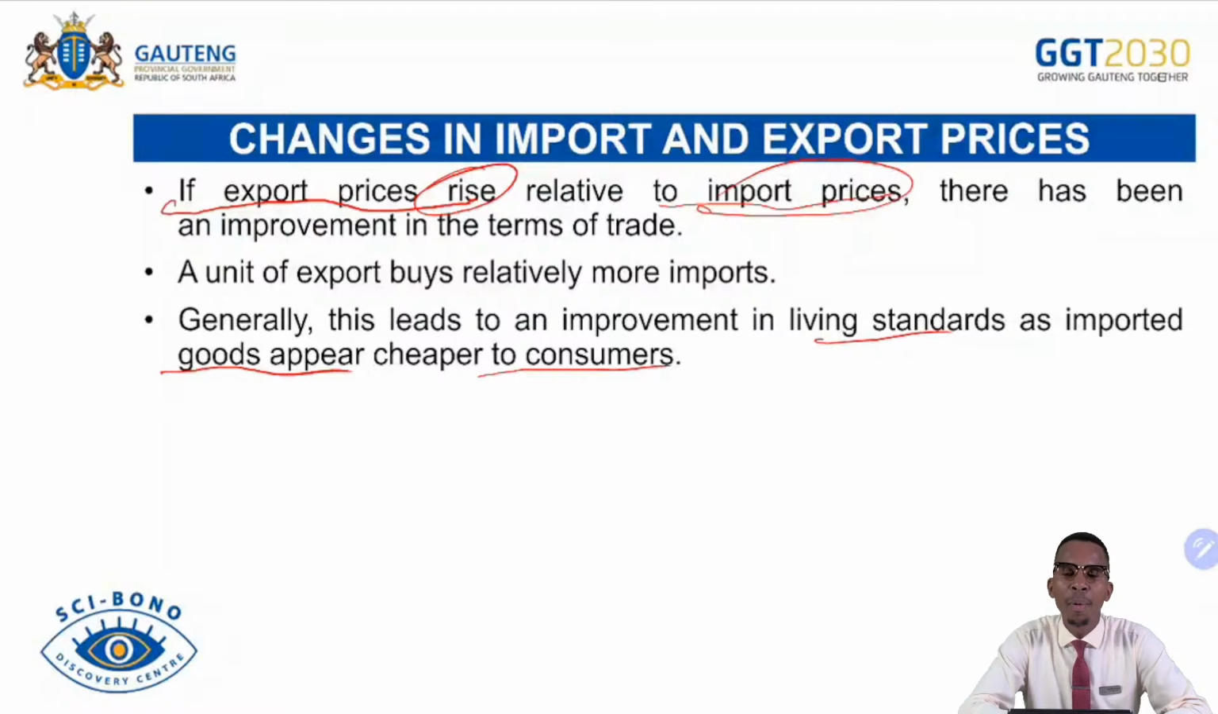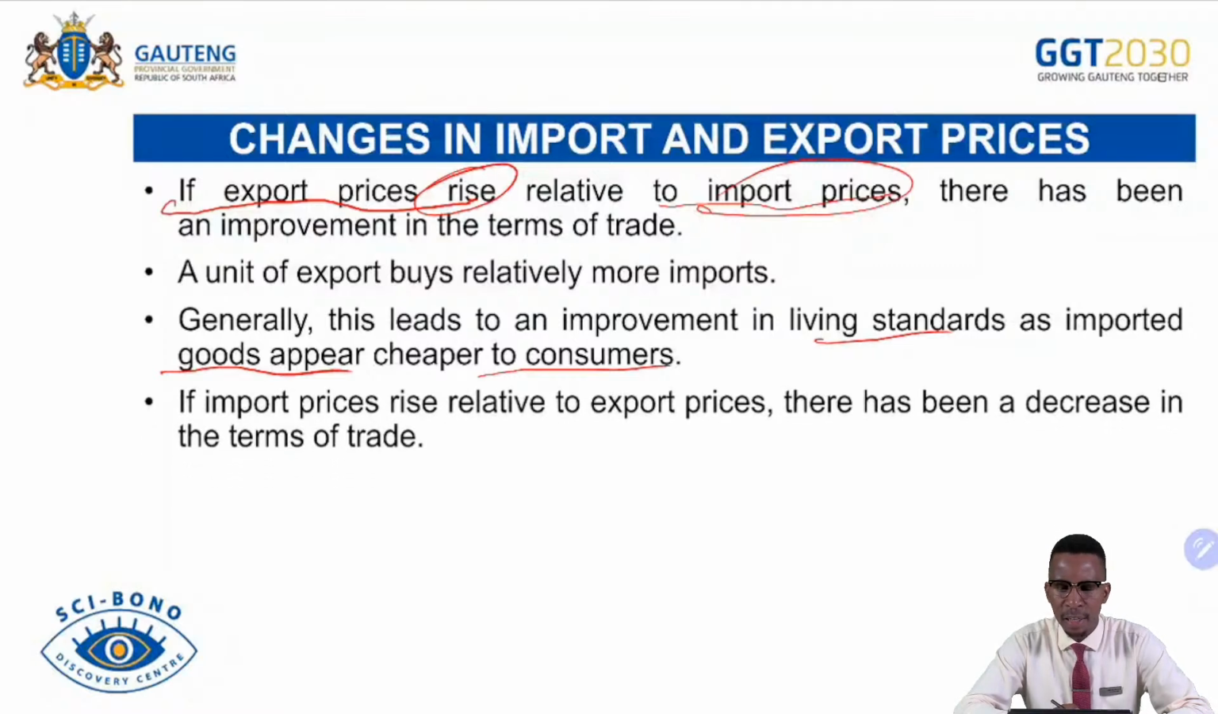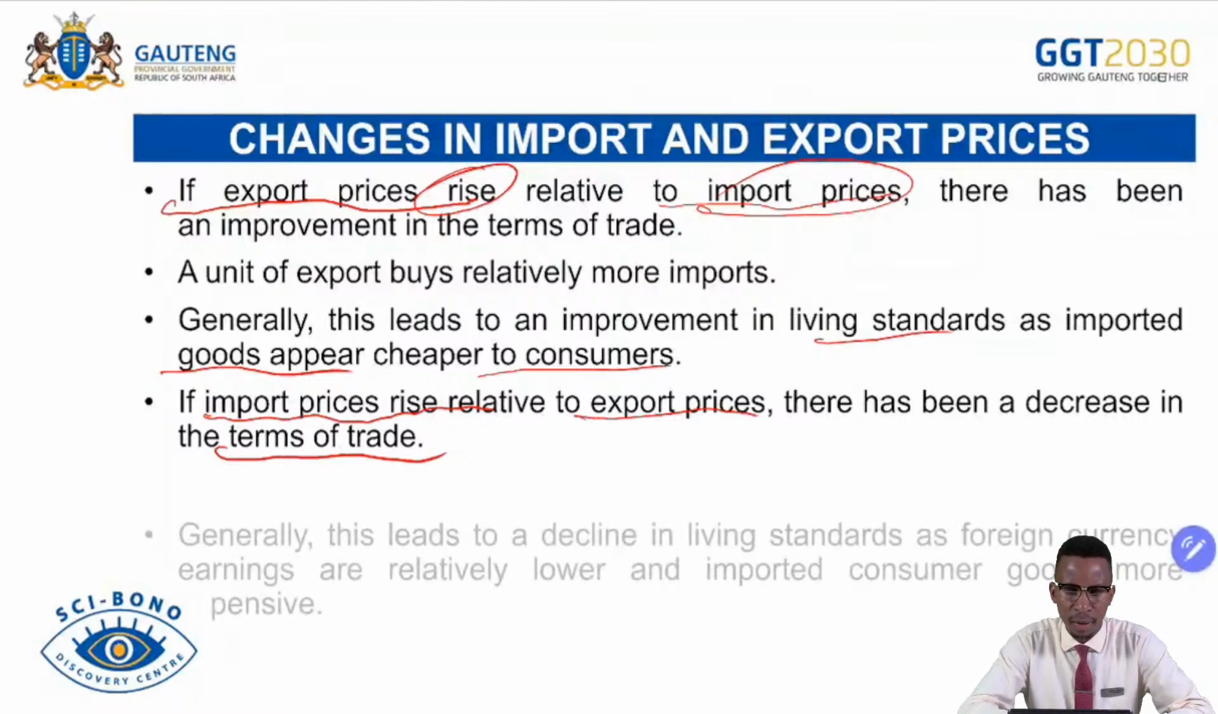However, it will be bad if ever those foreign goods are competing effectively with the locally produced goods and services, resulting in local consumers not demanding locally produced goods, but demanding imported goods and services. If import prices rise relative to export prices, there has been a decrease in terms of trade. Yes, if ever import prices are increasing faster than export prices, terms of trade will be decreasing because there will be less earnings from exports, but more spending on imported goods and services.